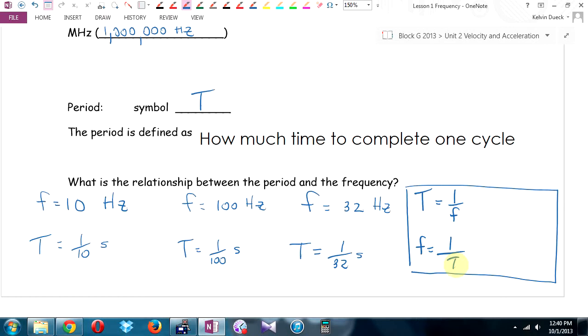So, what are the units for frequency? I think it's capital H Z now that I think about it, or it might not matter. What are the units for period? Go look at the examples that I just gave you and see what I wrote.